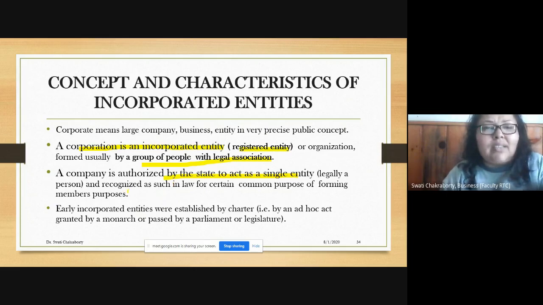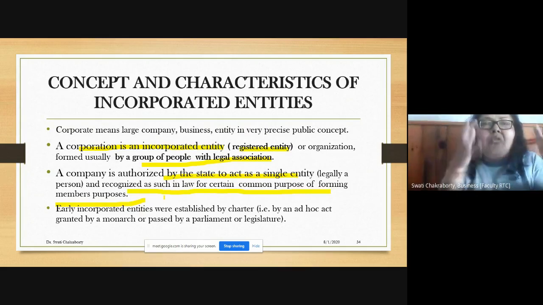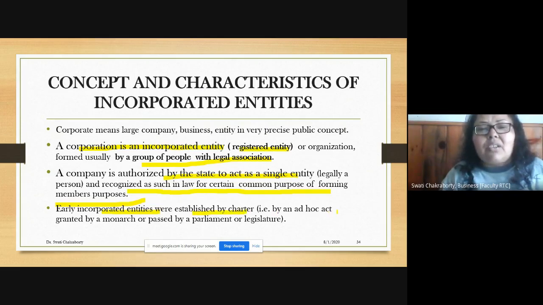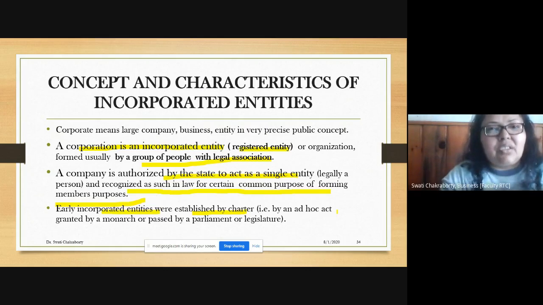It looks like one single person. Legally it's one person, and recognized in law for a certain common purpose of its members. You're forming it for the purpose of all those who are part of it, to fulfill the needs of those members. That's why the law says so. Each of these incorporated entities is established by a charter. That's the Companies Act, as we say.